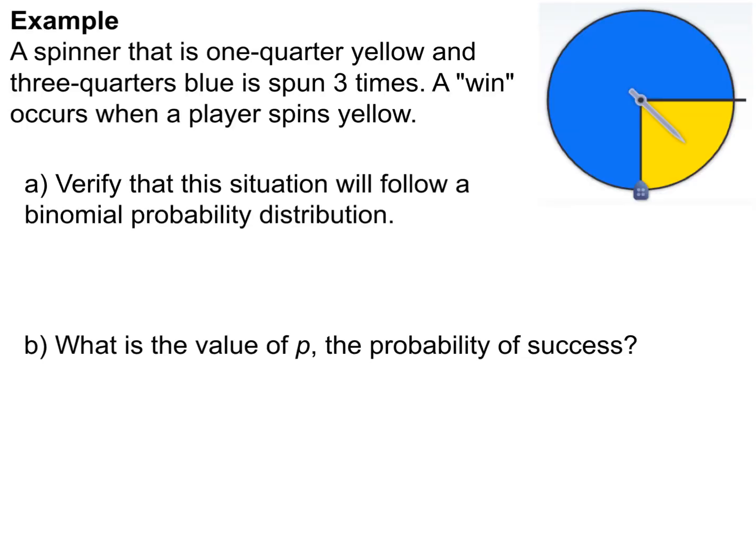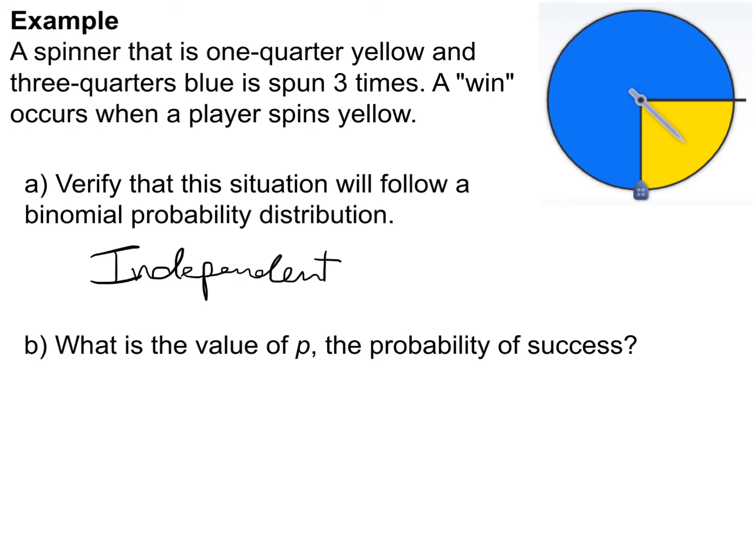Alright, so let's go with an example. A spinner is 1/4 yellow and 3/4 blue, and it's spun 3 times. And we're going to consider a win when the player spins yellow. So we're going to verify that the situation is a binomial distribution. Remember, the keys are that it's independent. So is everything independent? Yes, it is. The trials are independent, right? The spinner doesn't remember the results from before. So every spin is independent of each other.